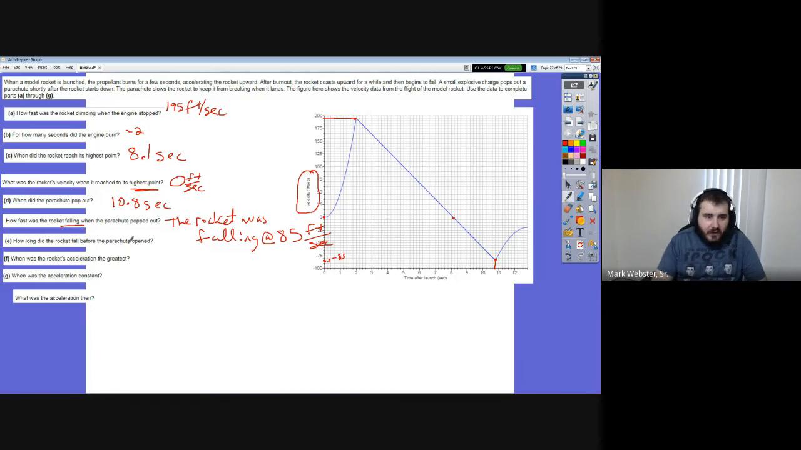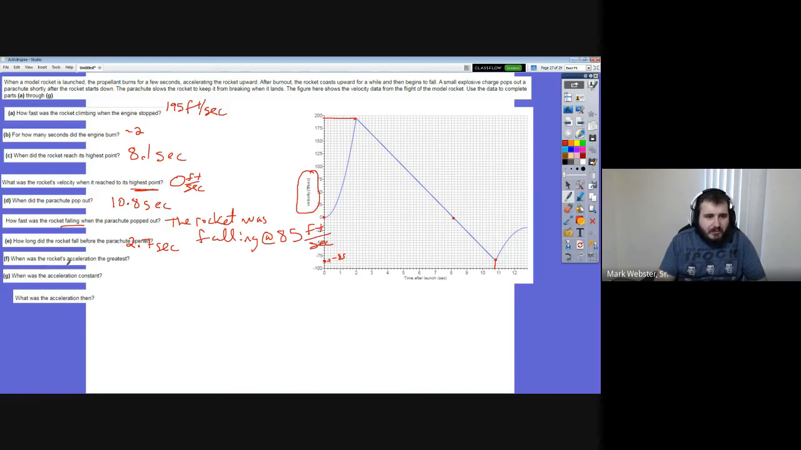How long did the rocket fall before the parachute opened? Well, let's see. Where did it start falling? Here, at 8.1. When did the parachute open? 10.8. So that's like 2.7 seconds, right? Again, when you write all this stuff down, it all makes a lot more sense.